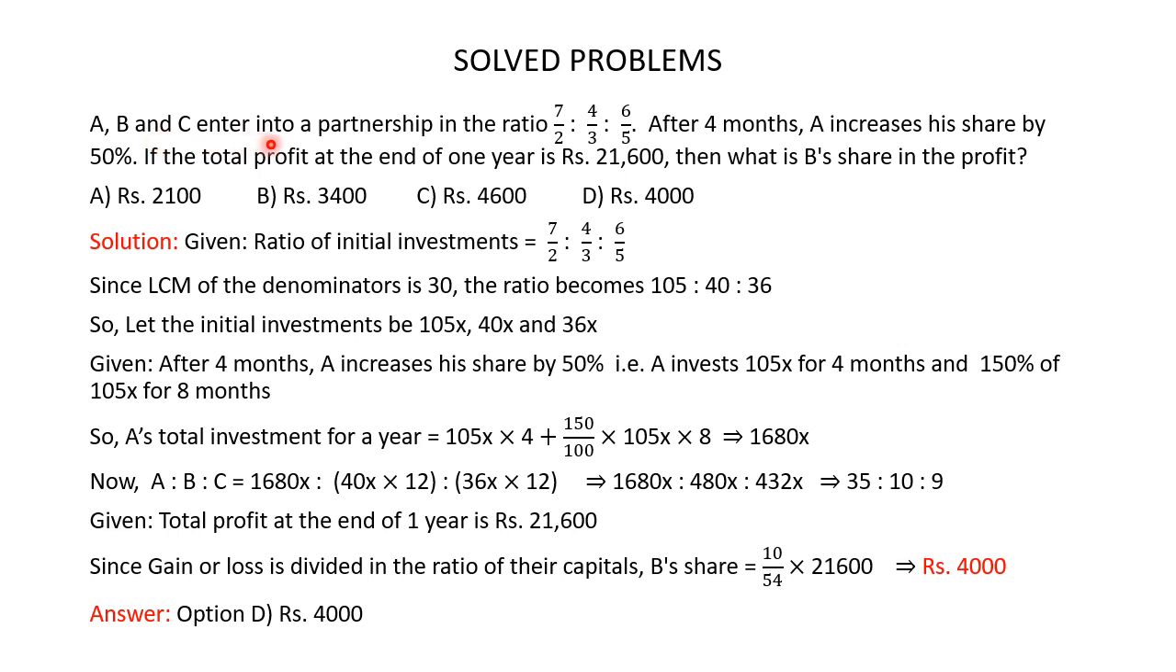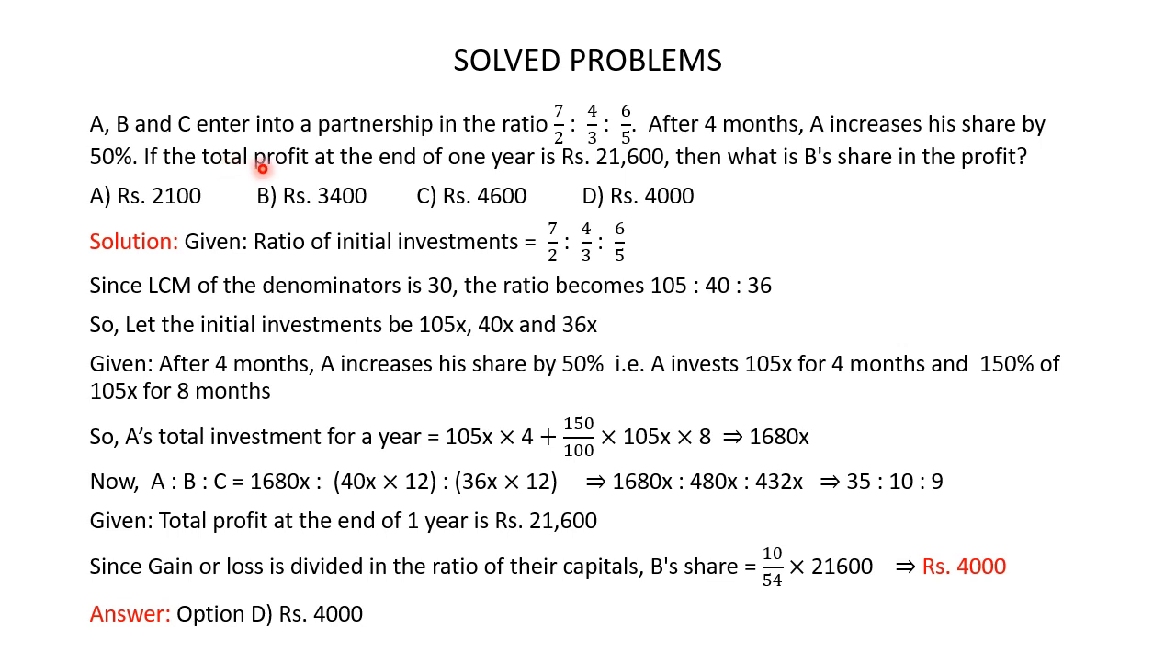A, B and C enter into a partnership in the ratio 7 by 2 is to 4 by 3 is to 6 by 5. After 4 months, A increases his share by 50%. If the total profit at the end of 1 year is rupees 21,600, then what is B's share in the profit? Here you are given 4 options and you have to find out which of these options is the correct one.